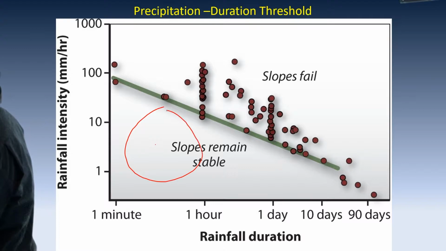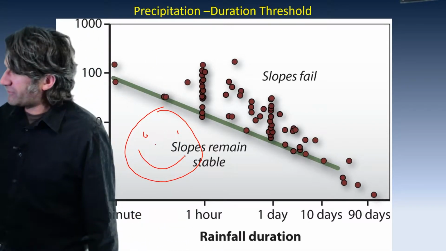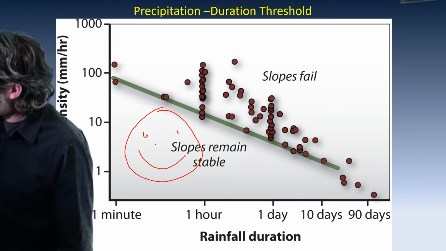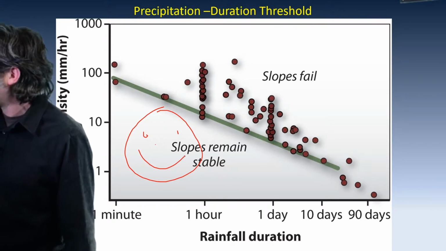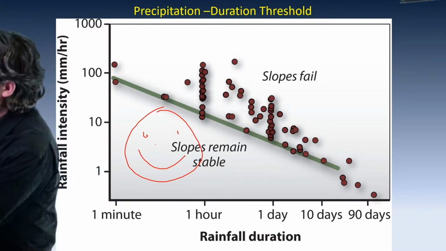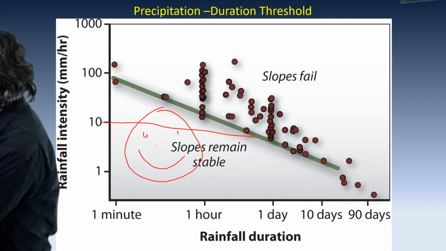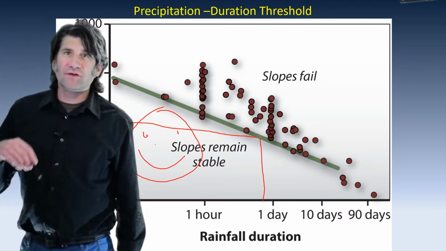Down here, we have happy, stable slopes. So what this means is that when it's raining at a particular intensity, let's say at 1 hour, it's been raining at an intensity of 10 millimeters per hour. As long as we keep that intensity at 10 millimeters per hour, and we don't cross this threshold, which would mean raining up here of maybe an entire day, as long as we keep below that threshold, we're going to keep our slope stable.